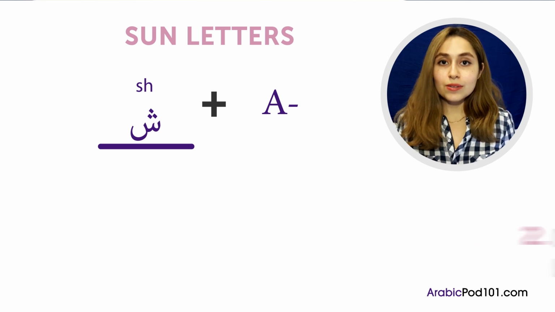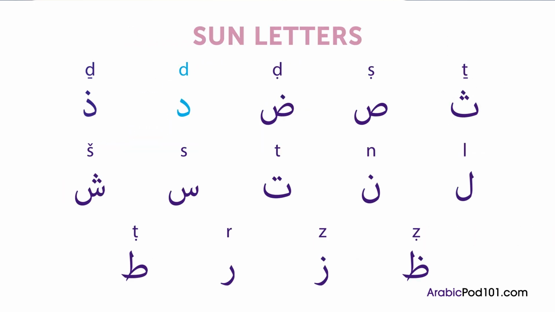Sun letters are ذال, دال, ضاد, صاد, ثاء, شين, سين, تاء, نون, لام, طاء, راء, زاي, ظاء. Let's try to pronounce a word that starts with an L followed by a sun letter.